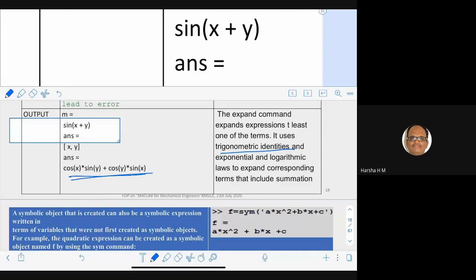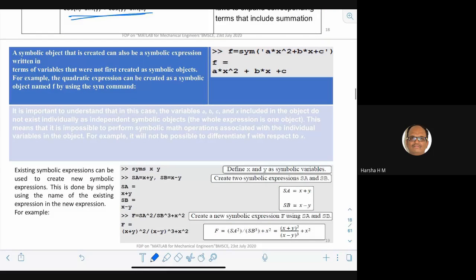Now, it is not advisable to go this way. Earlier textbooks had recommended this way. It is better to define, as I told you, a, x, b, and also c as symbolic variables, and then write the expression. Automatically, f will become symbolic.